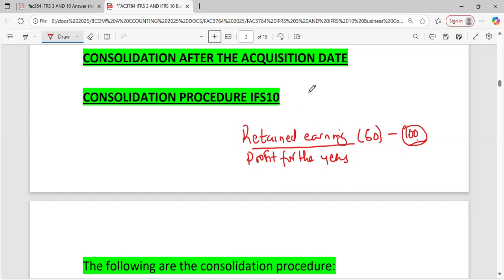But when we consolidate at acquisition, there is no profit that was made. It's only equity, because the subsidiary has not made any profit. All the profits made by the subsidiary up to the date of acquisition form the equity at that date. So that's the difference between consolidation at acquisition and consolidation after acquisition.